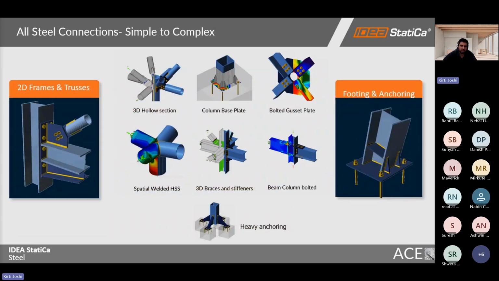So yeah, like I mentioned, it supports multiple connections from the simple to the complex, or gusset plate, or the brace stiffener, or the heavy column anchoring footing system, as you can see on the slide. These are a few of the example forms, out of hundreds and thousands of others which you can create within the software. So you can take any template and keep editing it, and you can achieve any typology in just a minute.